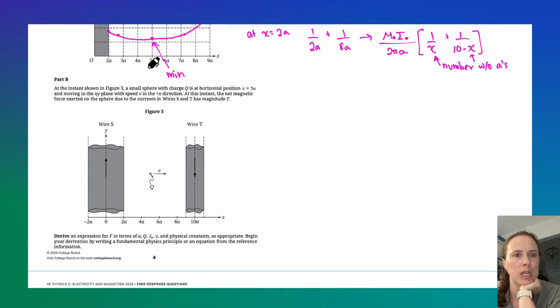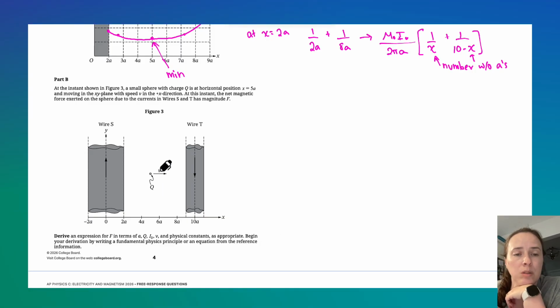Okay, so part B. At the instant shown in figure 3, a small sphere with charge Q is at horizontal position x equals 5a. So that's where we had that minimum. And moving in the xy plane with a speed v in the positive x direction, at this instant, the net magnetic force exerted on the sphere due to the currents in wire S and T has magnitude F. Derive an expression for F in terms of a, Q, I naught, v, and physical constants as appropriate. Begin your derivation by writing a fundamental physics principle.